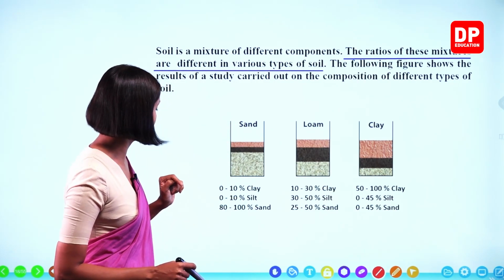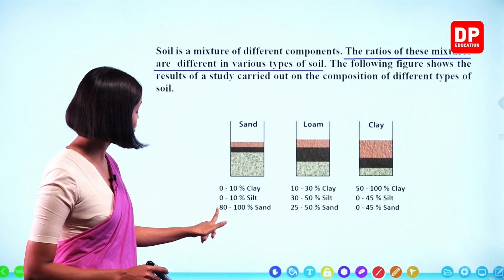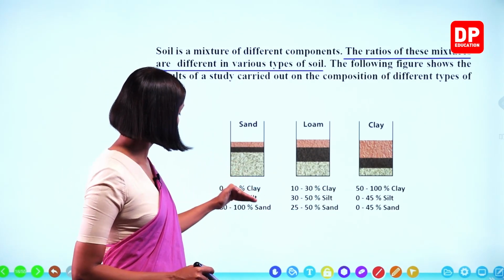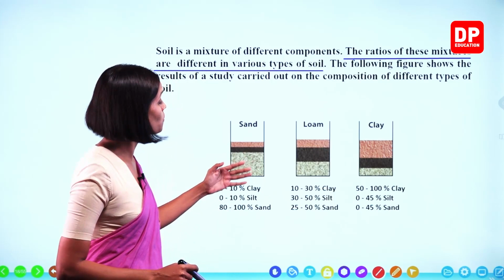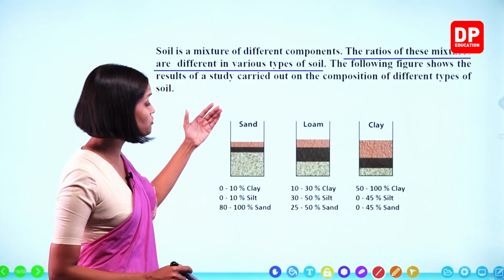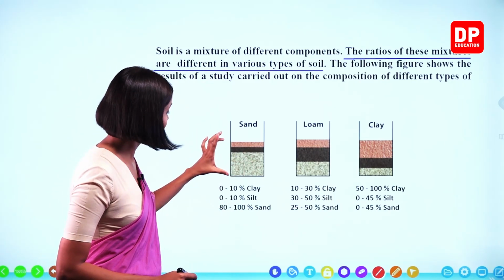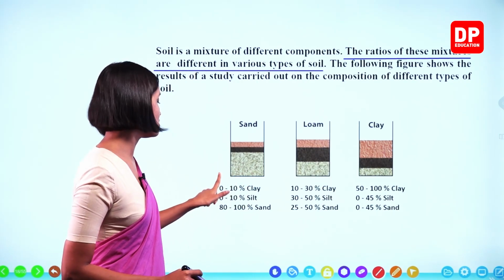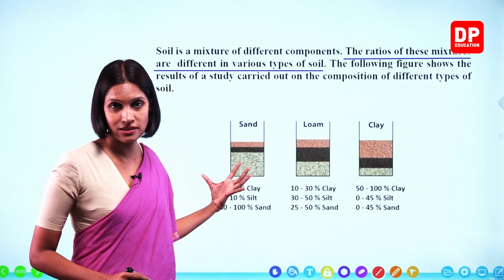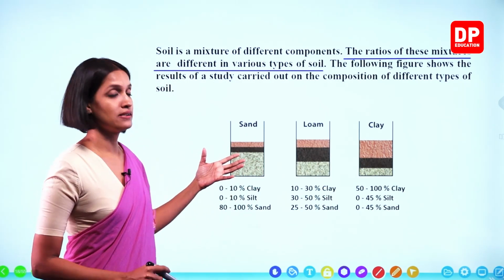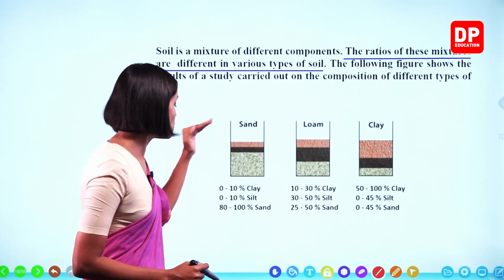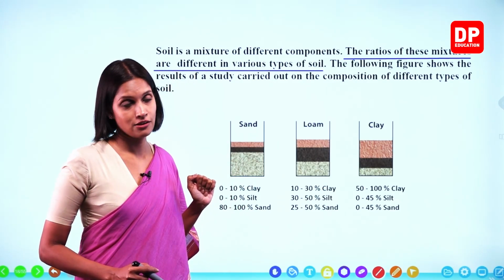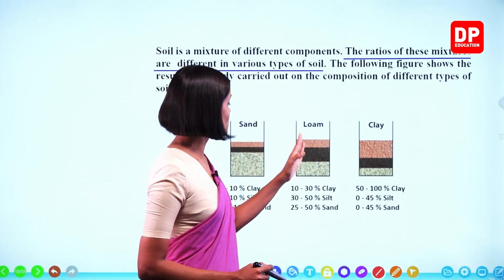Right, in sandy soil, look at the bottom one, 80 to 100% sand. Right, 80 to 100% sand means even more than half of it contains sand, when you take the entire sample. Only 0 to 10% clay, 0 to 10% silt, it depends. Right, all sandy soils always have 80 to 100% sand. Okay, look at the next one, loamy soil.